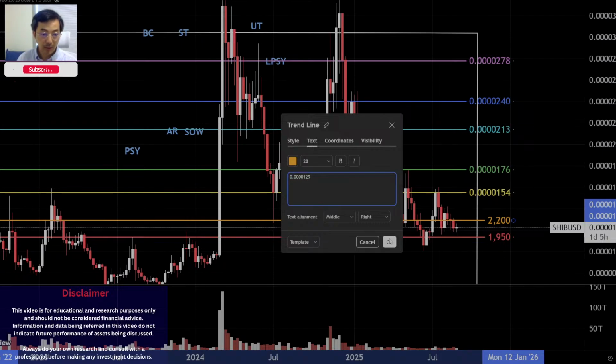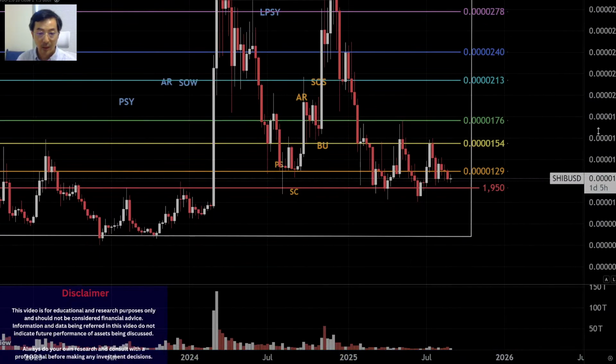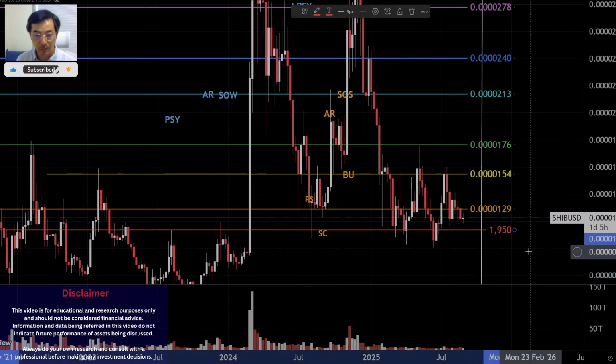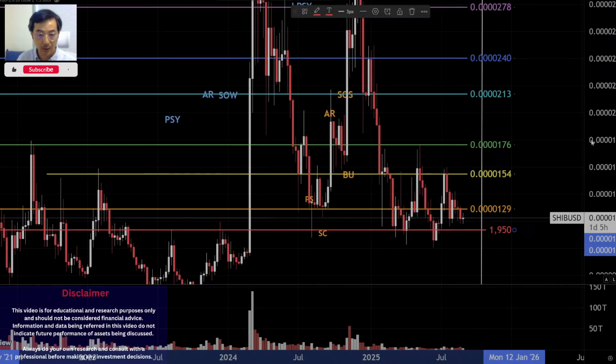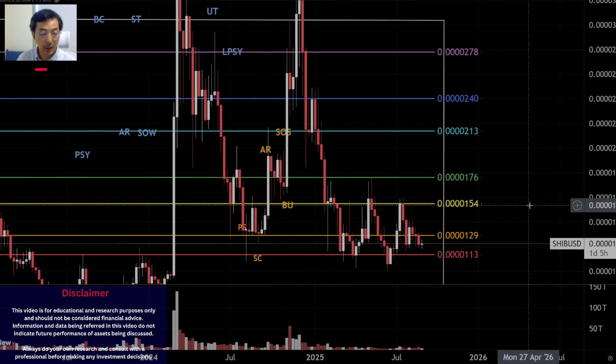Yep, a little bit of patience is needed. Sorry about that, because every time I come to chart a new coin, I want to do it in front of you instead of pre-edited. 0.1234, 113, so you can see how exactly I do it. Okay, that's it for the key levels.